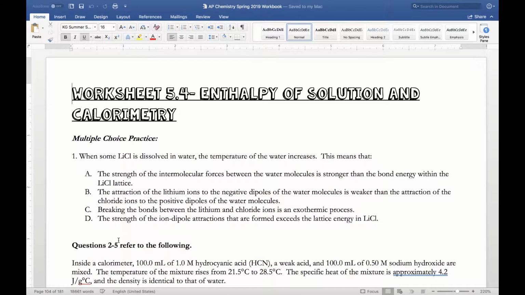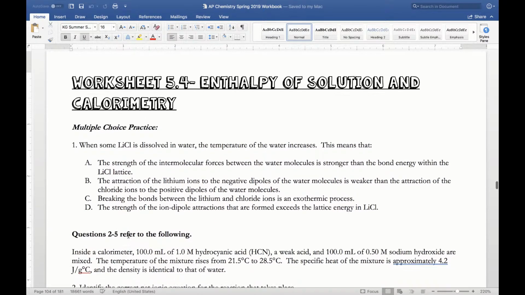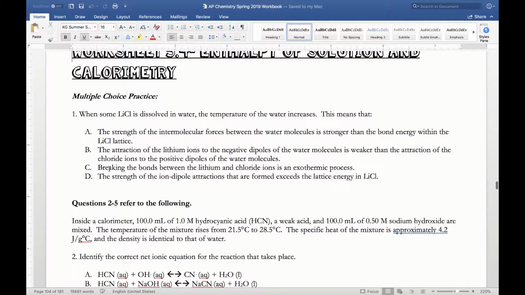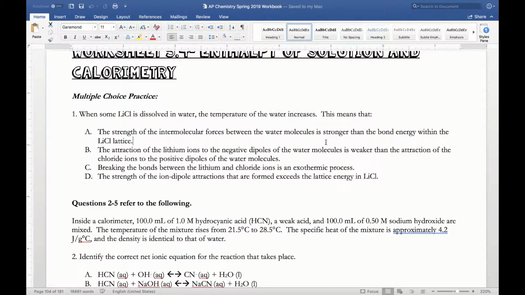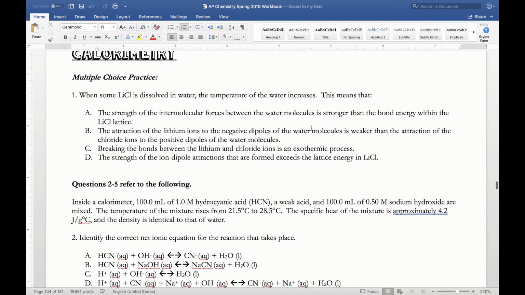Someone asked me to go through and explain the multiple choice for worksheet 5.4, so I'm going to do that. For number 1, it says when some lithium chloride is dissolved in water, the temperature of the water increases. Since the temperature of the water is increasing, that tells me that this reaction is going to be exothermic.